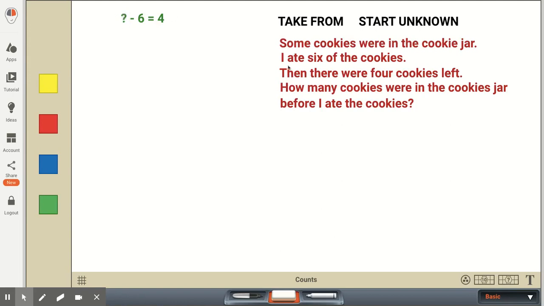I ate 6 of the cookies. So that's the change. That's the action. 6 of the cookies were eaten, and then there were 4 cookies left. So that was the result. Then the question is, how many cookies were in the cookie jar before I ate the cookies? So that is the start unknown. We don't know how many cookies are in the cookie jar.